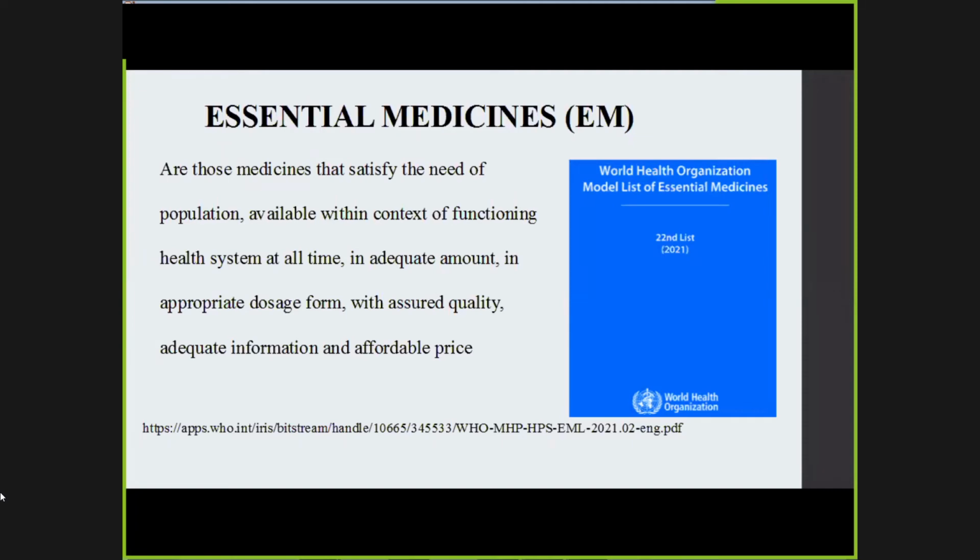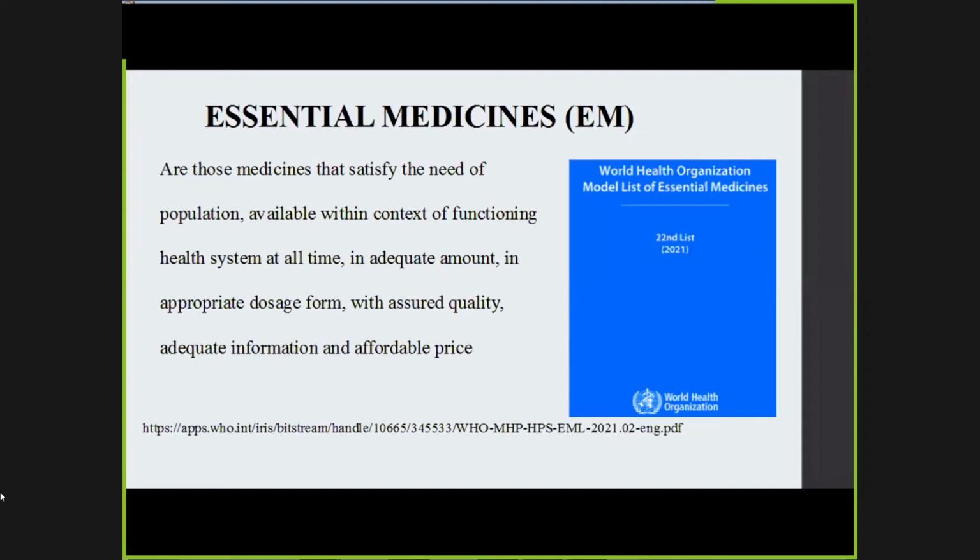Now the concept of essential medicine. This is another practical module. It is mentioned in your manual, and in detail you will learn in that particular practical. But in general, essential medicines are those that satisfy the need of the population, that are available within the context of a functioning health system at all times, in adequate amounts, in appropriate dosage form, with assured quality, adequate information, and at an affordable price.